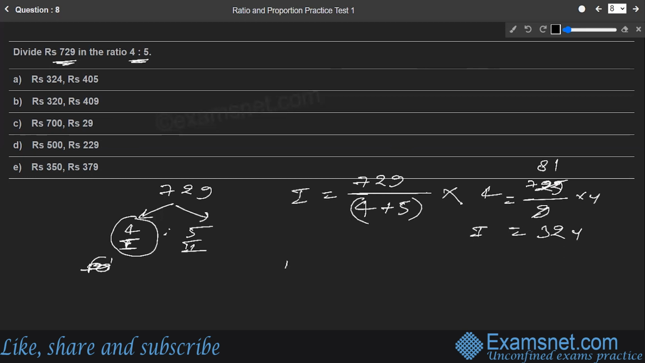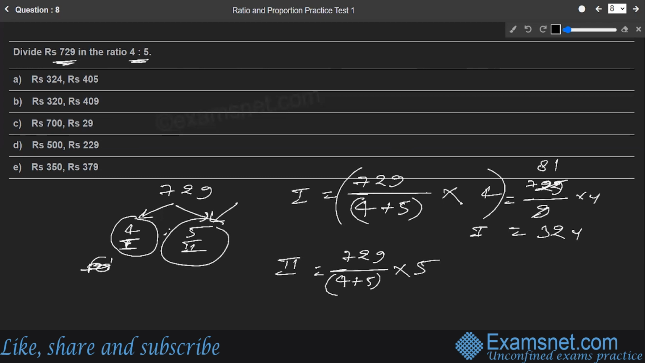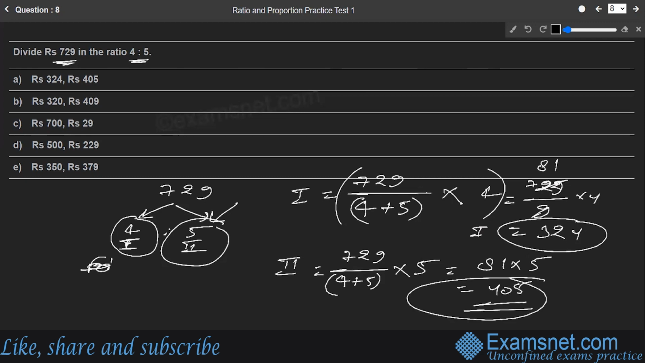In a similar way we can find out the second part also. The total number is 729 divided by the sum of the ratio terms once again, multiplied by, this time around, the second part. The second part's corresponding number was 5. So multiply by 5. If you solve this, this is again going to be 81 into 5, and that is nothing but 405. So the first part is 324 and the second part is 405. The option is available in option A.